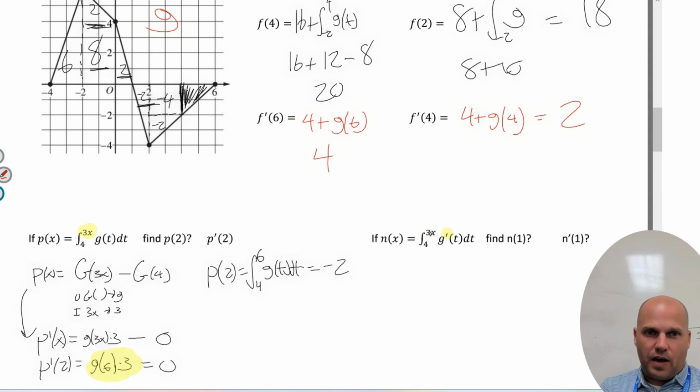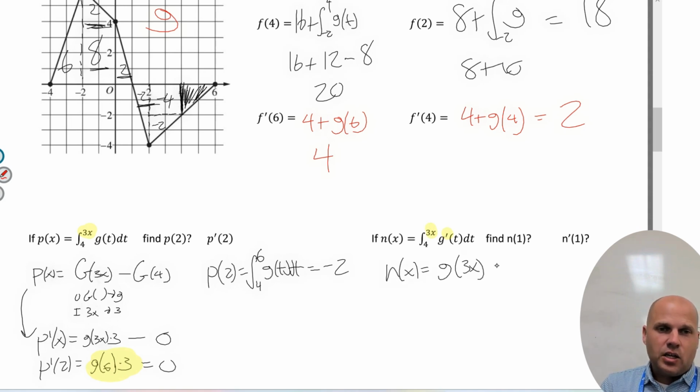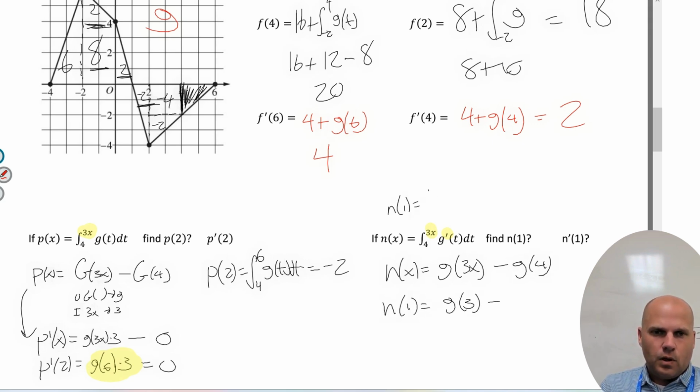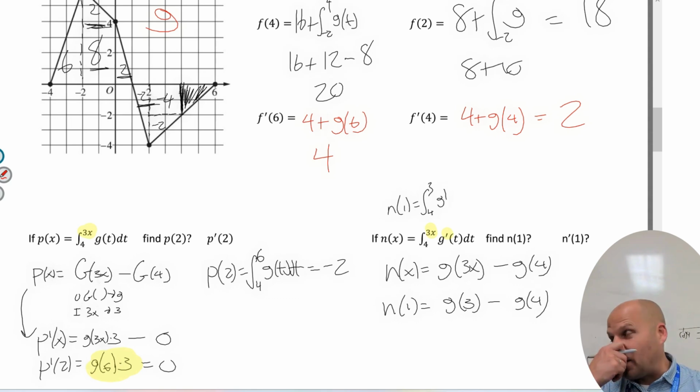I have a g prime here. I have a 3x here. Cool. Well, that means n of x equals g of 3x minus g of 4. Or if I wanted to find n of 1, it would be the integral from 4 to 3 of g prime, which is g of 3 minus g of 4. Now, it's the opposite of g of 4 minus g of 3, but since we're going backwards, we are going to take this and subtract that to figure out how much I decrease.